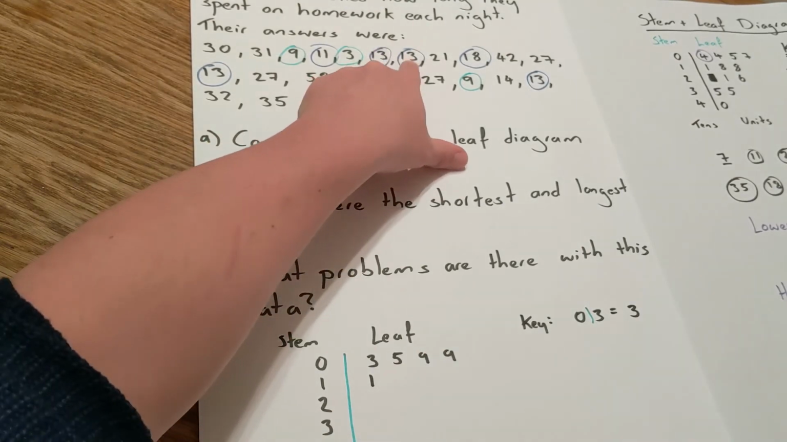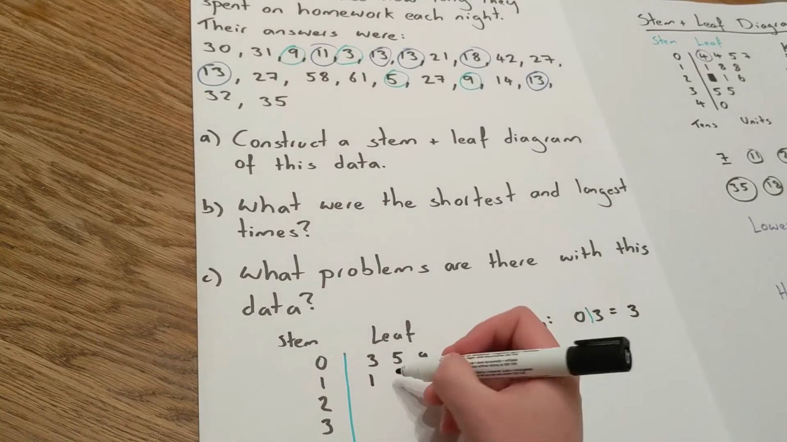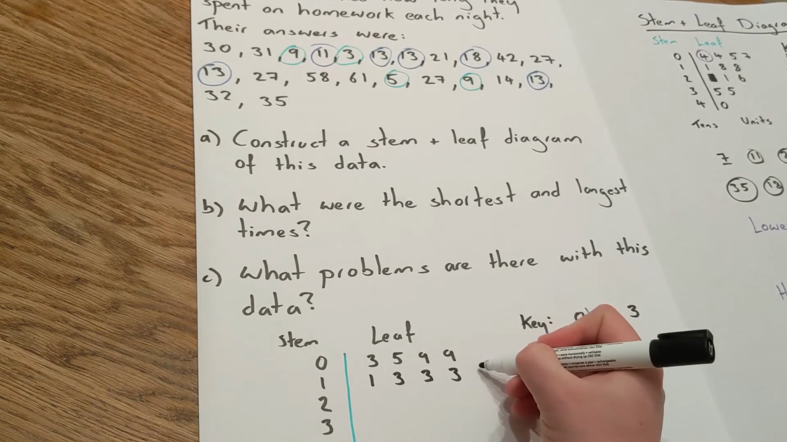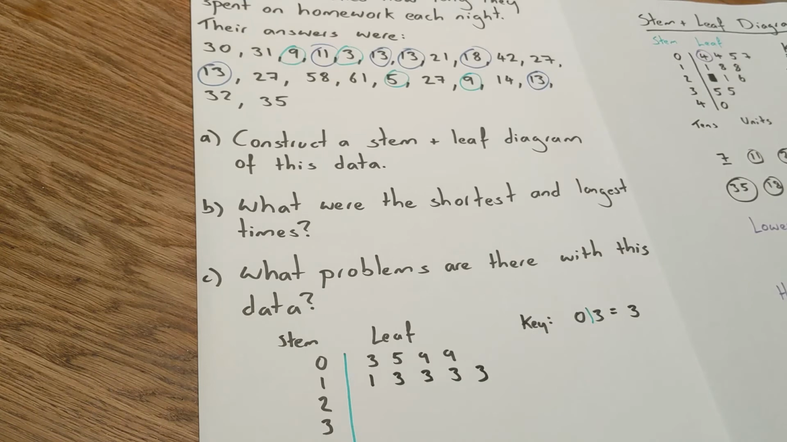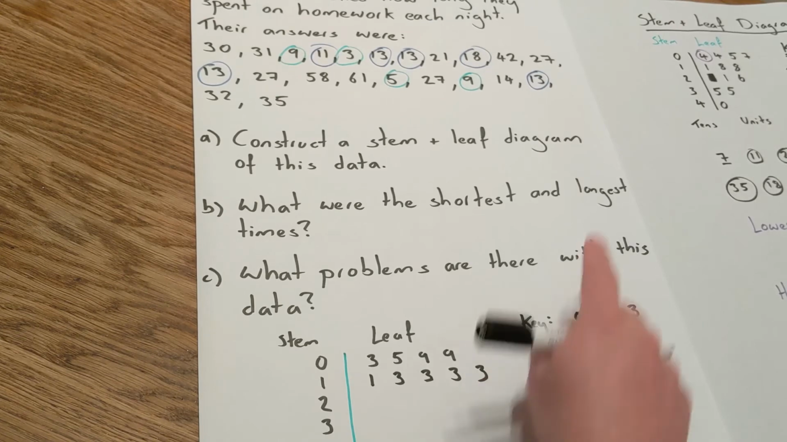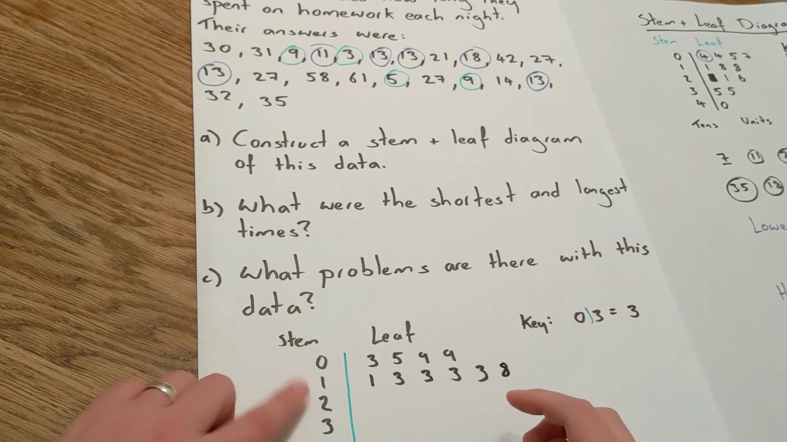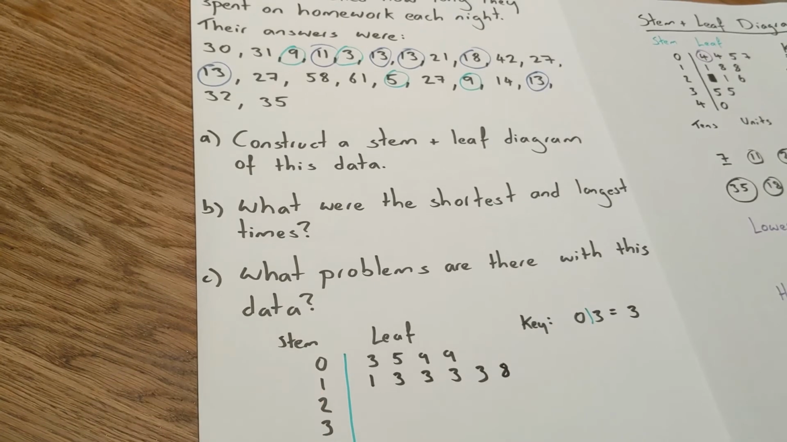Next, we've got 1, 2, 3, 4 13s. So we're going to write 4 3s down. Okay? That's saying we've got 1 13, another 13, another 13, and another 13. Then last in that one, we had an 18. So we'll write an 8, because 1 ten and 8 units is 18.